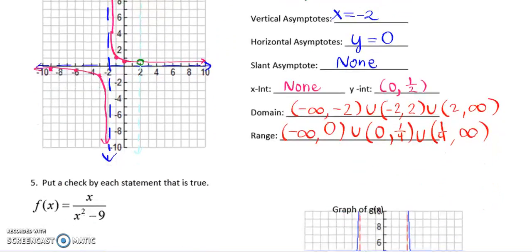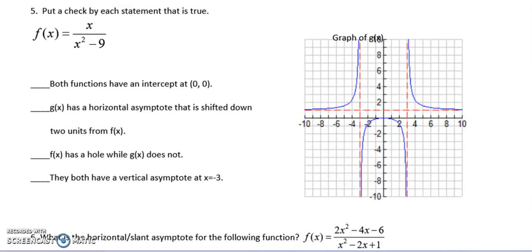So, let's keep looking. Put a check mark by each statement that is true. So I'm going to factor this first one just so we get a better picture of what's going on. Okay? So this first one says both functions have an intercept at (0, 0). Well, that's true for this first f of x, because if it's just x up top, that means that we have an x-intercept at (0, 0). And this graph also has an intercept at (0, 0) with that middle piece, so that's good.